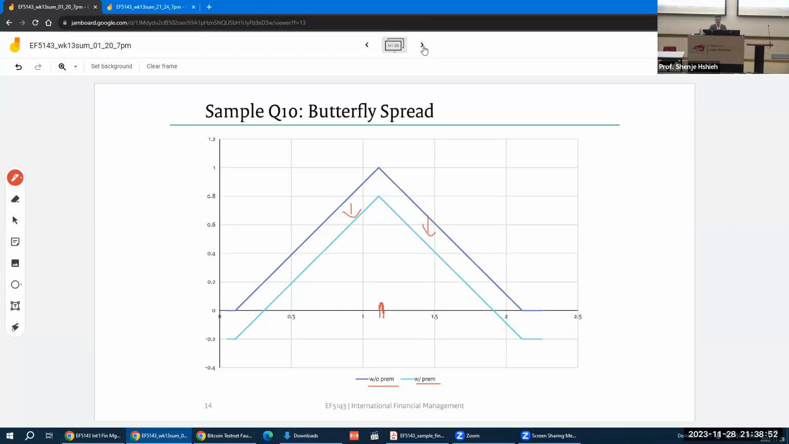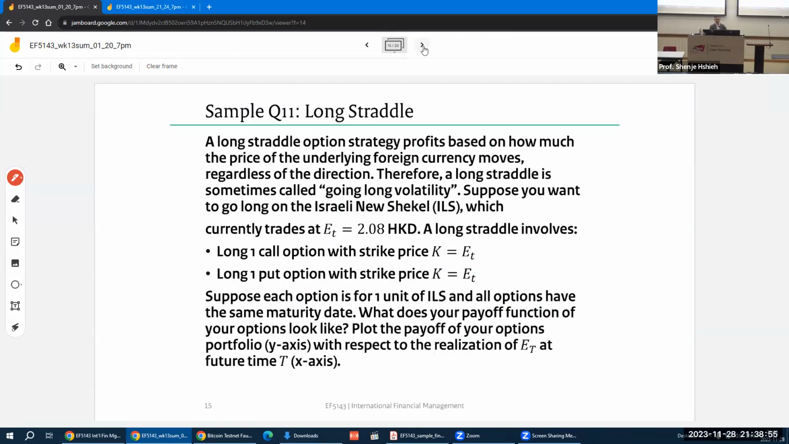Okay. All right. Long straddle. A long straddle option strategy profits based on how much the price of the underlying foreign currency moves. Okay, so this is going to be betting that the underlying price has wild swings. This is another popular strategy that some people use if they think there's a lot of excess volatility of a particular underlying asset or currency. So the context here is, suppose we are going long volatility on the Israeli new shekel. So as you know, Israel is going to war, and I think if you were a speculator, you would speculate on volatility of their currency. Okay, so how do you do that?